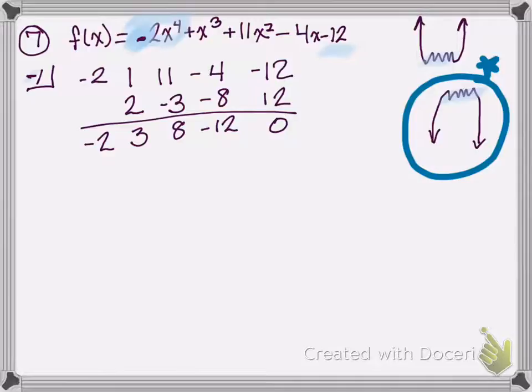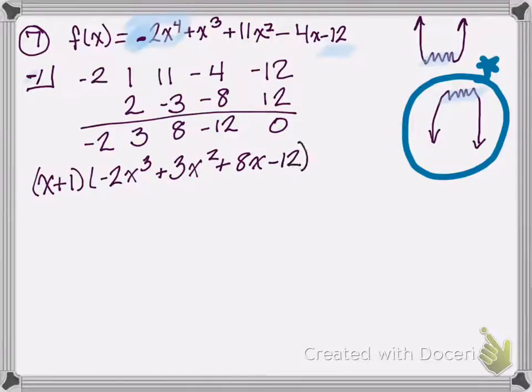That's what we want. So if negative 1 is a 0 or a solution, that means x plus 1 is a factor. So I have x plus 1. Then since I started with x to the fourth, this negative 2 is going to be associated with x to the third. And then I just move down. So then I've got plus 3x squared plus 8x minus 12.